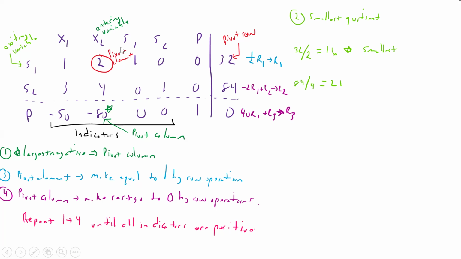And then I'm just going to keep repeating steps 1 through 4. Basically, find the largest negative down here, then do the quotient, then find the pivot row and the pivot element, and then do all the pivoting, and keep doing that until all the indicators down here are positive. Once they're all positive, we're done. Or if one of these is negative and all these up here are negative, we're done too. There's going to be no solution. So that's what we're working towards.